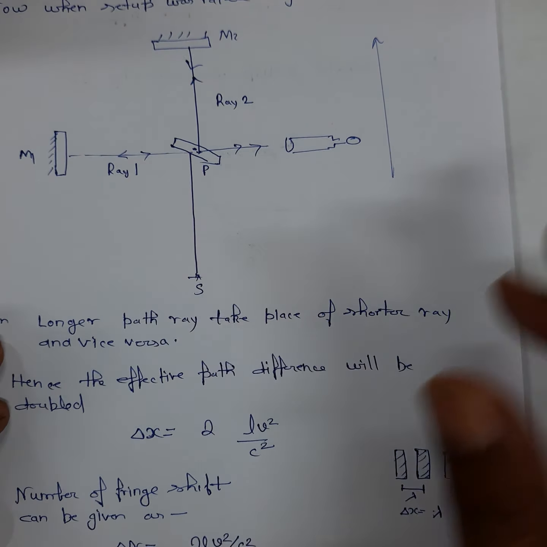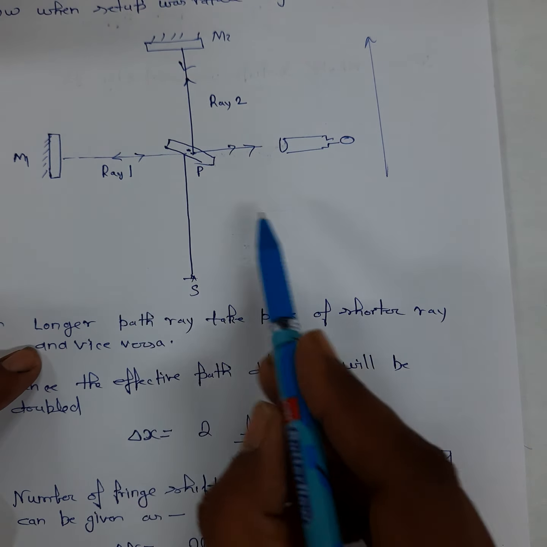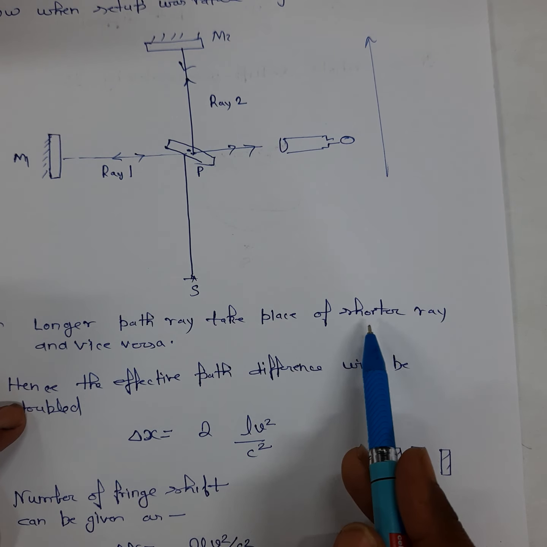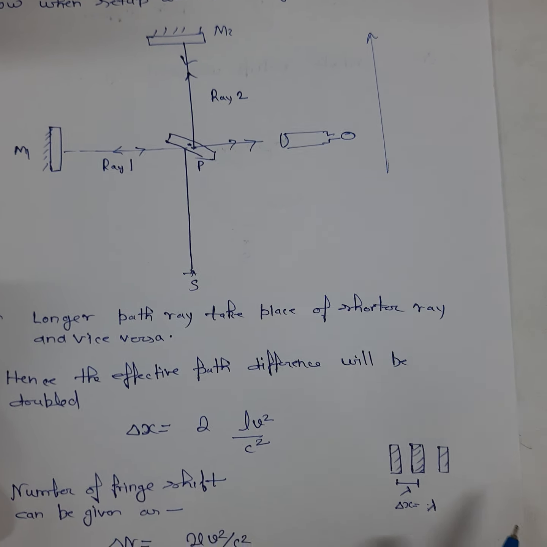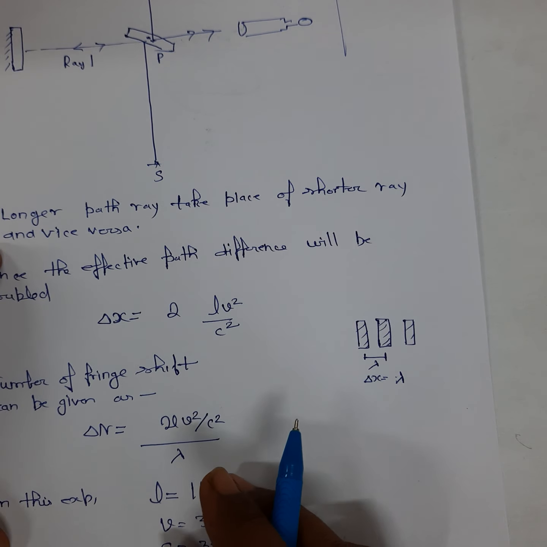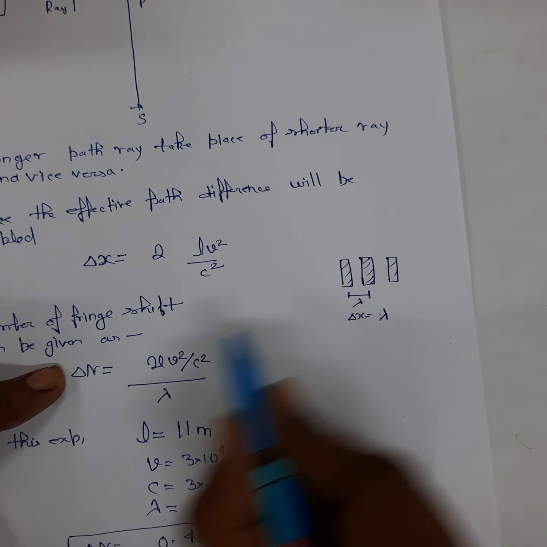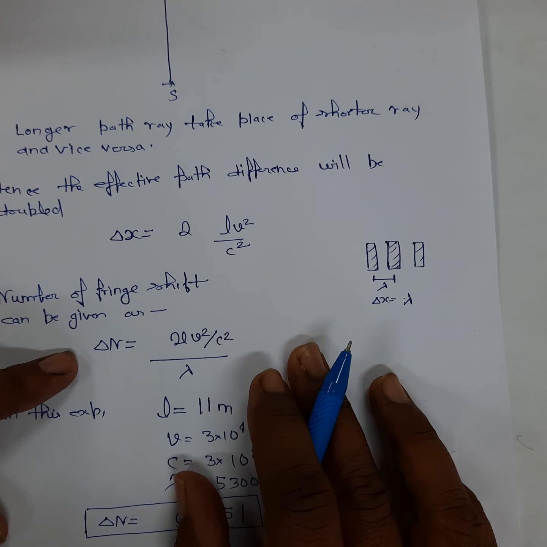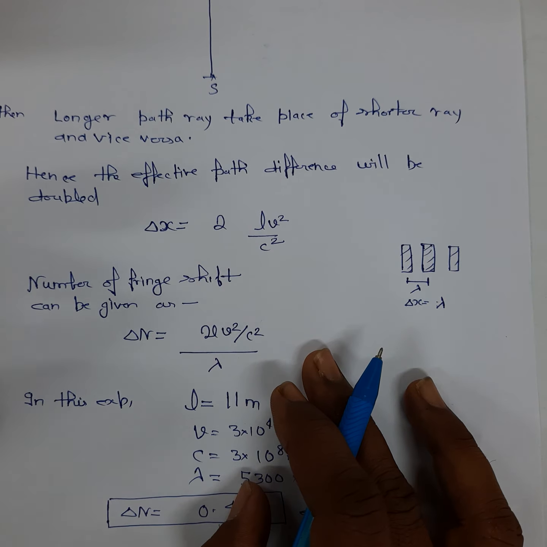When he rotated by 90 degrees, the longer path takes the place of the shorter ray and the shorter ray takes the place of the longer path. Hence, the effective path difference will be twice the path difference that we have earlier calculated. Now our next purpose is to calculate the fringe shift.